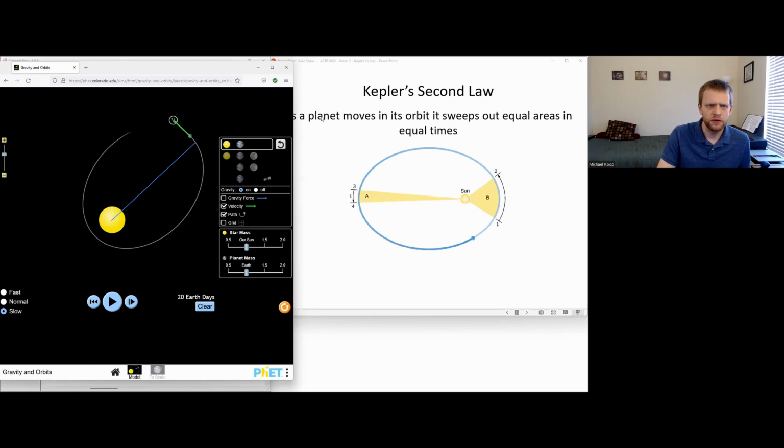So now the planet is at this location. And this area here, the area in this blue box, this is what we mean by the area swept out by the planet. If you were to draw a straight line from the sun to that planet and see how much that line covers up as time goes on, that's what we mean by sweeping out an area.